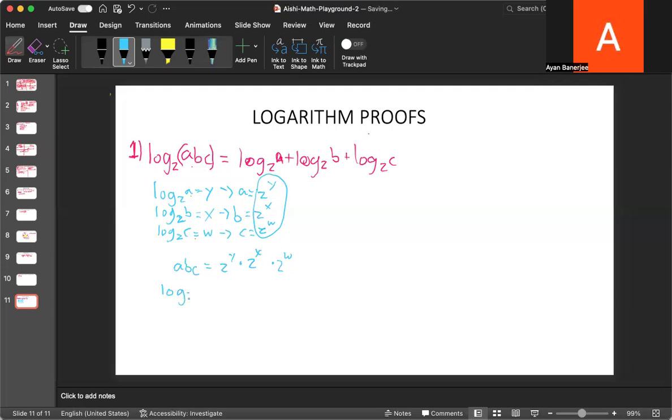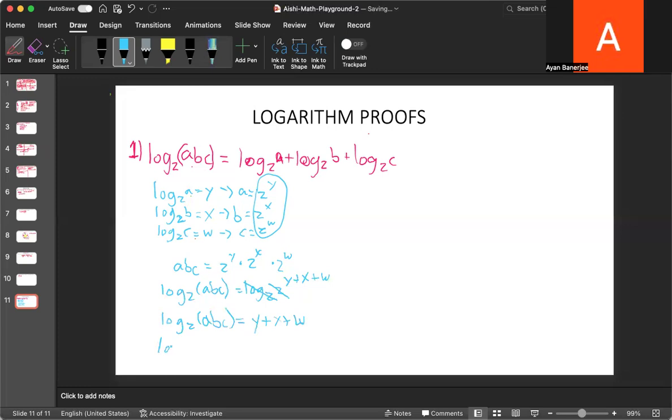So we get log Z ABC is equal to log Z. We can turn this into Z to the power Y plus X plus W. So we have log Z and Z, so we end up with log Z ABC is equal to Y plus X plus W. And now we can replace Y, X, and W.